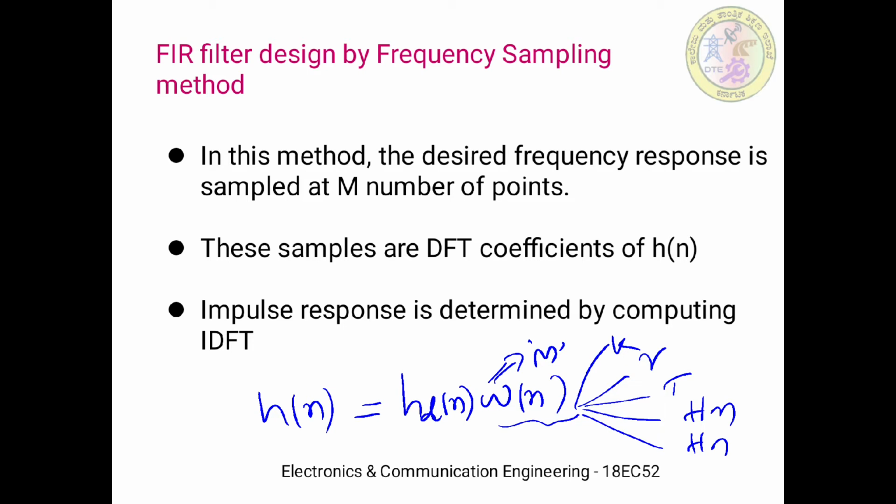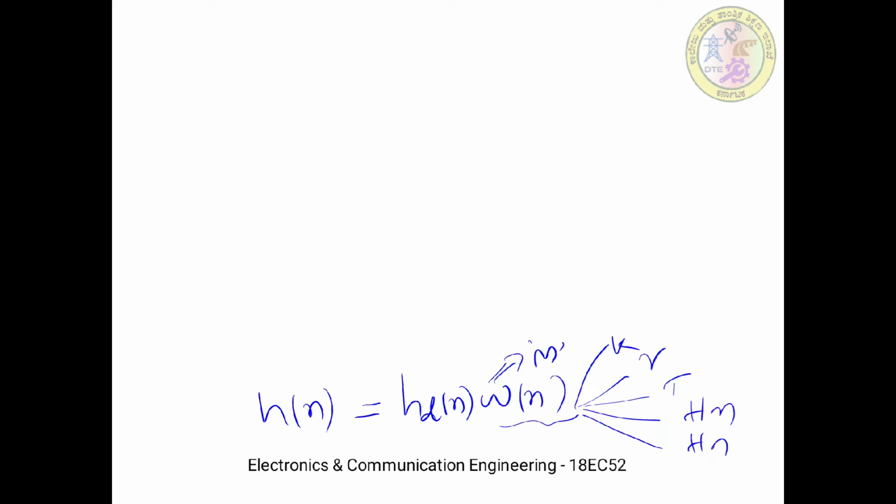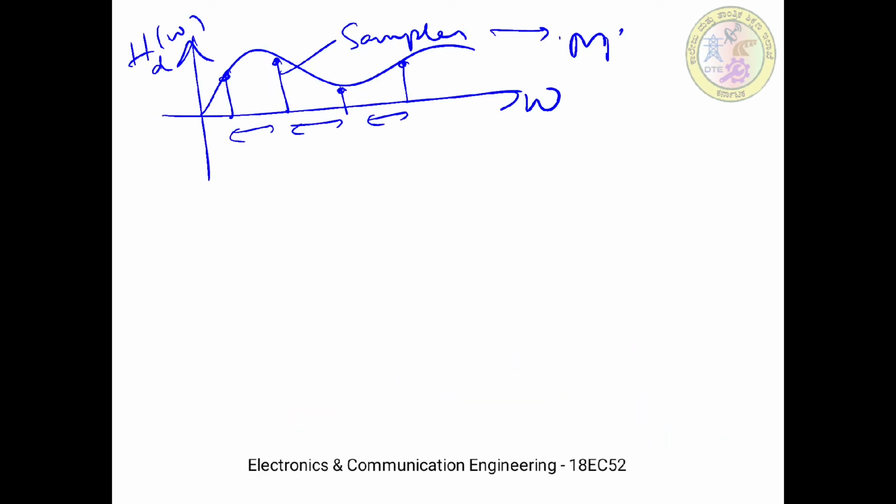Instead of directly multiplying with a rectangular window or any other Hamming or Hanning window function, a sampling procedure is used where we collect M number of samples at the specified points. What are these actually? These collected samples are nothing but DFT coefficients. So the impulse response h(n) is now determined by computing the IDFT. It is just similar to our DFT procedure.